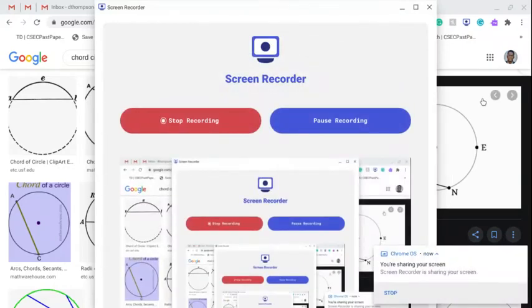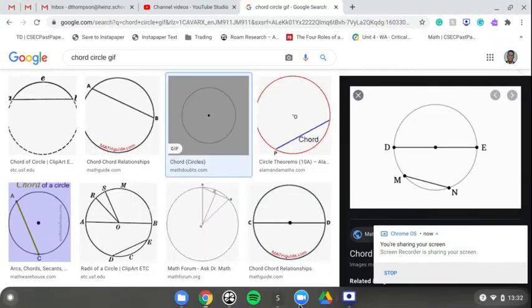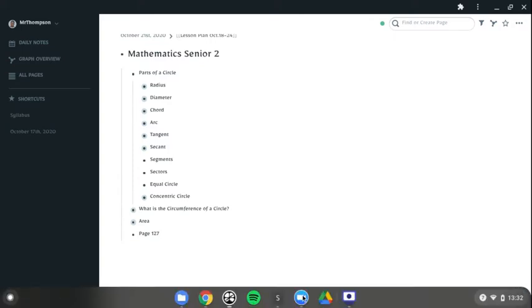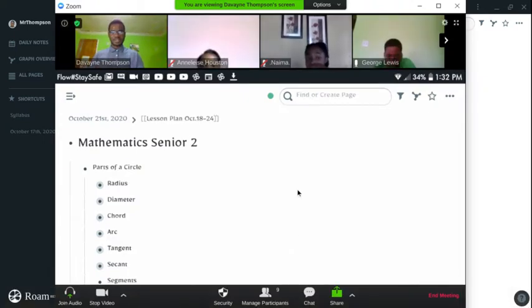Give me a part of a circle. Radius. Nice. Radius. All right, define radius for me since you wanted to give me more examples. It's the line that goes from the middle of the circle to the edge.